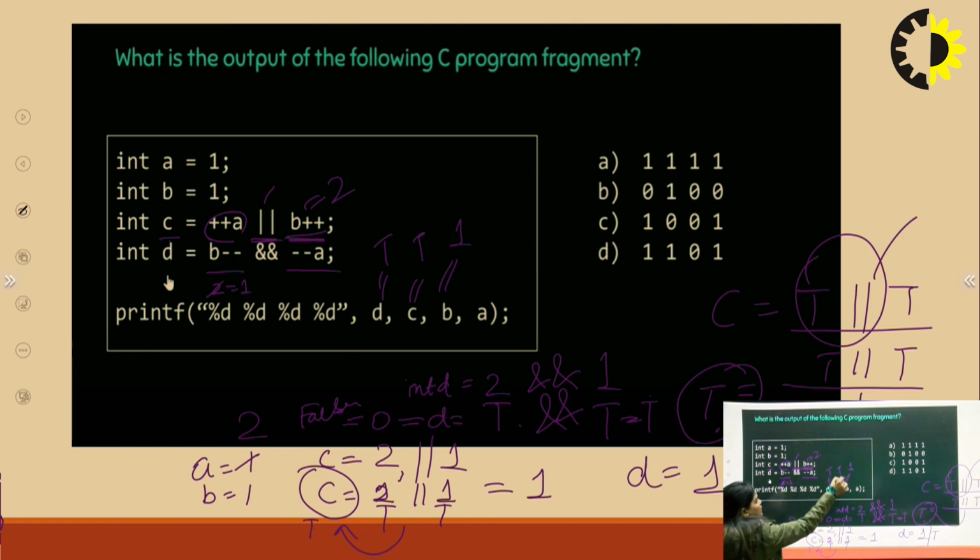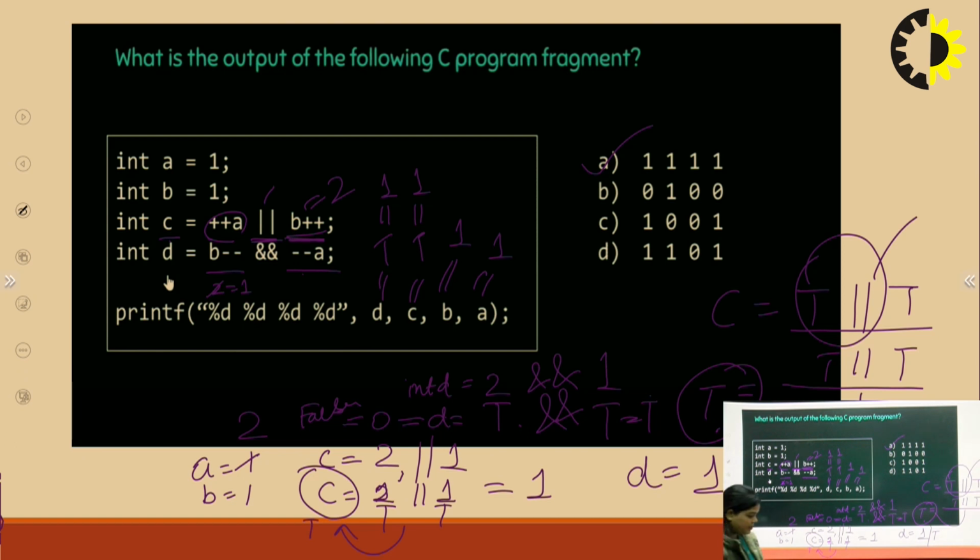So B will become 1, and for A, let's say A was 2. Later on it will also become 1 because of this pre-decrement. So for true, it will assign 1 and it will also assign 1. So this is the output.